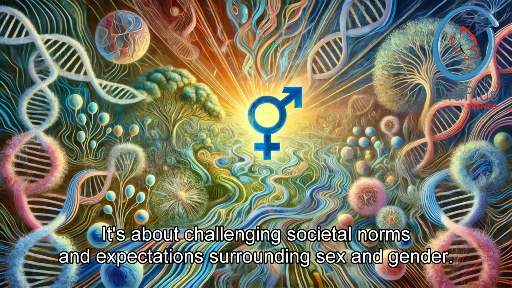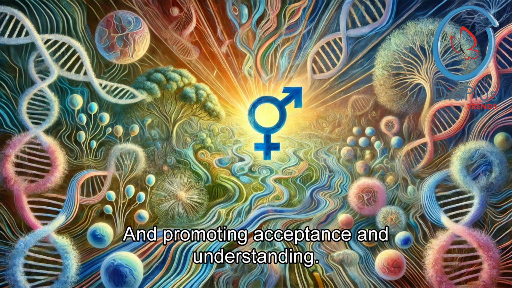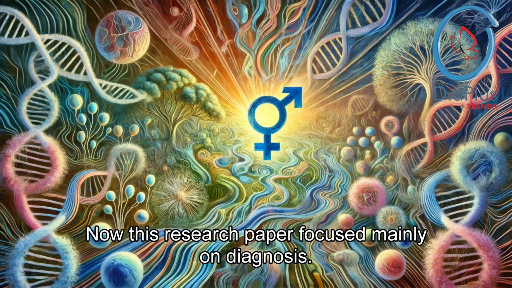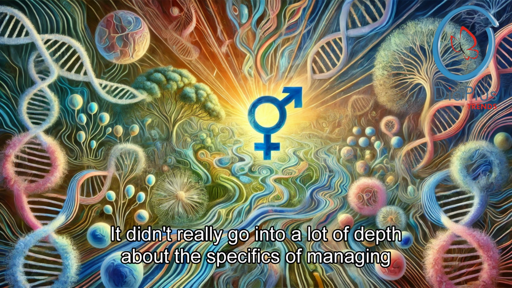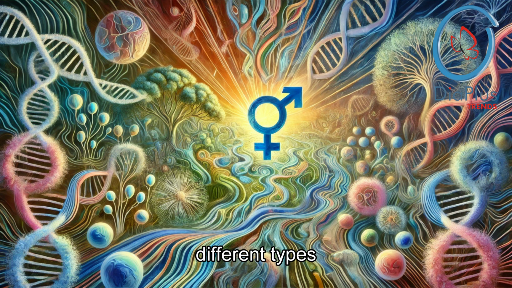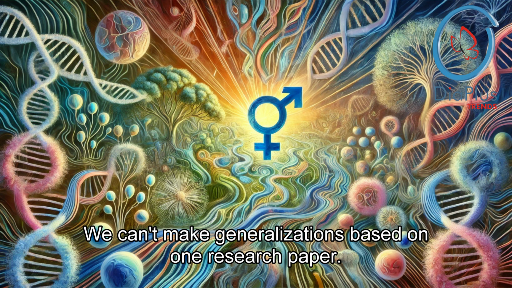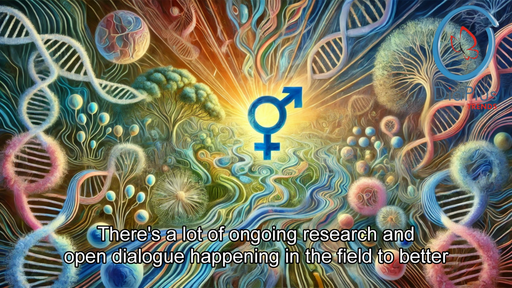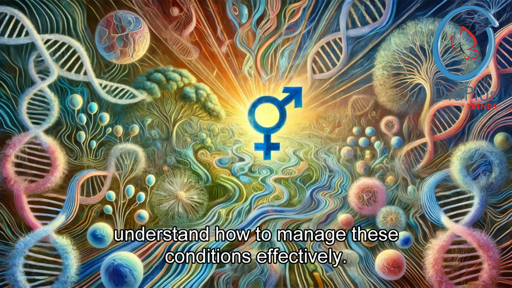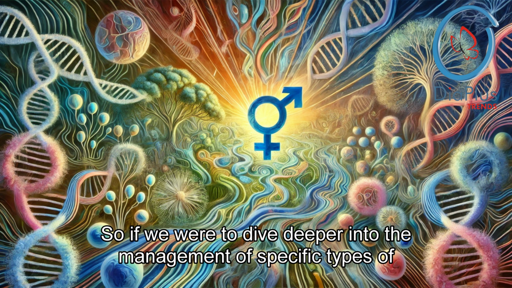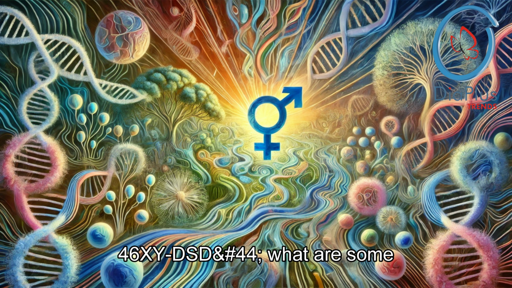Precisely. It's about challenging societal norms and expectations surrounding sex and gender, and promoting acceptance and understanding. Now, this research paper focused mainly on diagnosis. It did. It didn't really go into a lot of depth about the specifics of managing different types of 46XY DSD. You're right. And this is where it's important to remember that every case is different. We can't make generalizations based on one research paper. There's a lot of ongoing research and open dialogue happening in the field to better understand how to manage these conditions effectively. So if we were to dive deeper into the management of specific types of 46XY DSD, what are some of the key areas we'd explore?